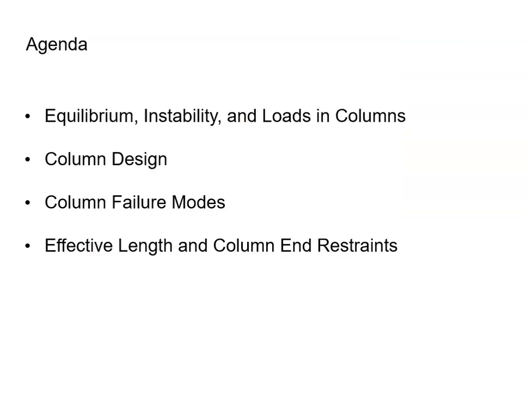We will talk about the different stages that columns go through when failing. That's the equilibrium and instability and the loading, column design and column failure modes, as well as the very important concept of effective length in columns and how the end restraints, or how the columns are fixed at their ends, affects the column's performance.